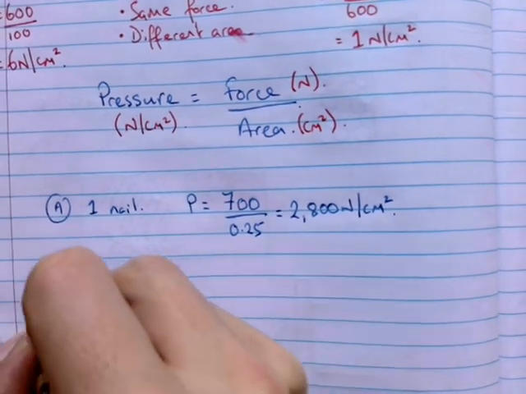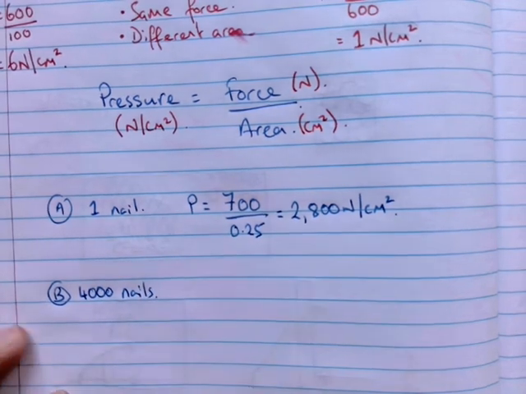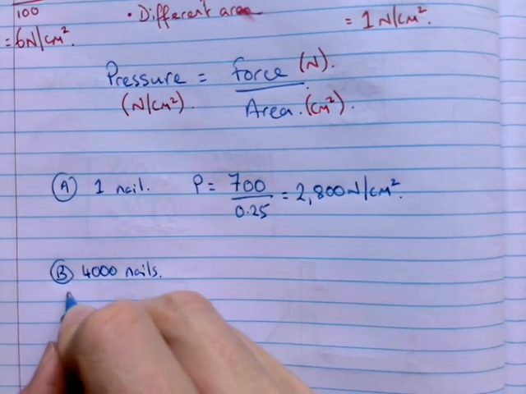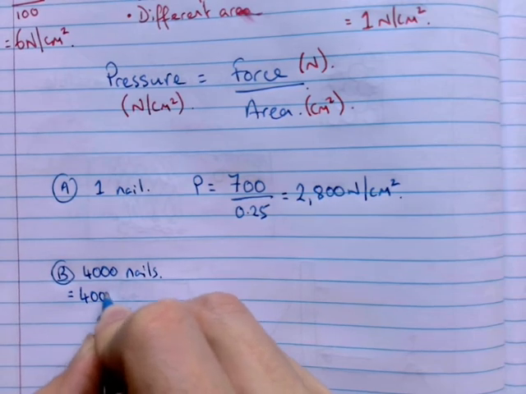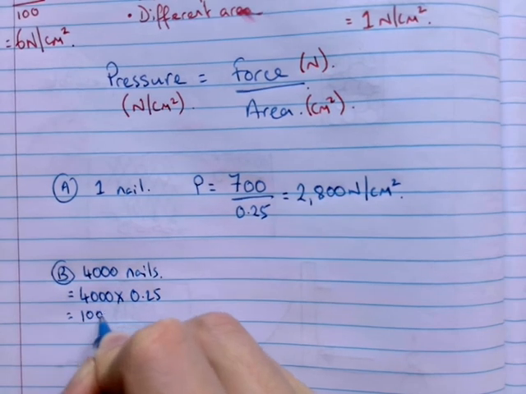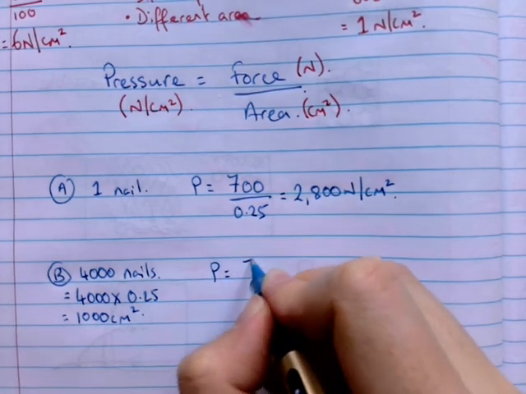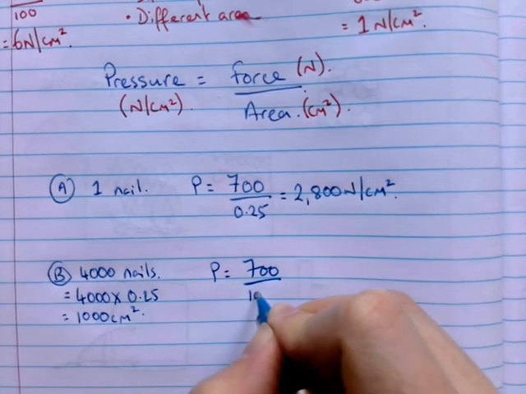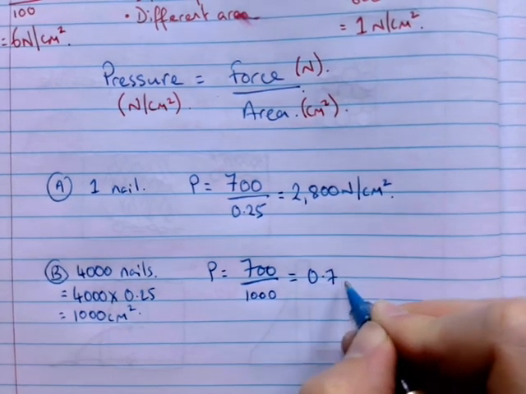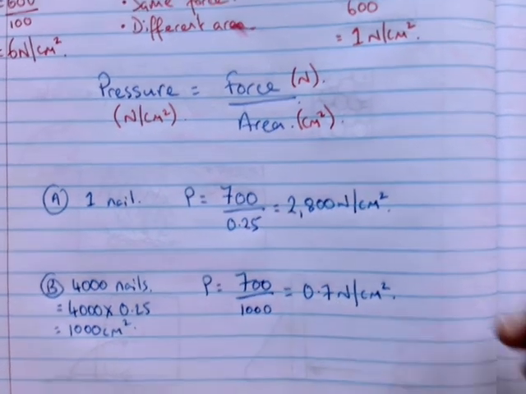However, in situation B, we had 4,000 nails. Okay, so what's the pressure going to be now? Well, first we need to work out the area of 4,000 nails, which is going to be 4,000 multiplied by the area of one nail, 0.25, which equals 1,000 centimeters squared. So the pressure now is still 700, but it's divided by 1,000 centimeters squared, which is going to give us 0.7 newtons per centimeter squared, which is tiny. Okay, it's even less than we have with our snowshoe up here.